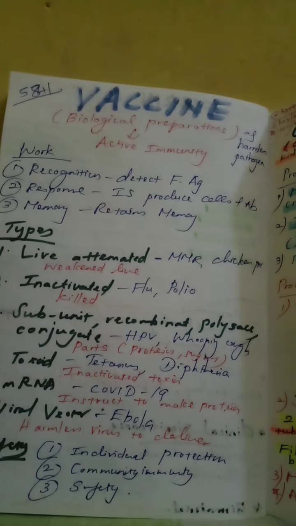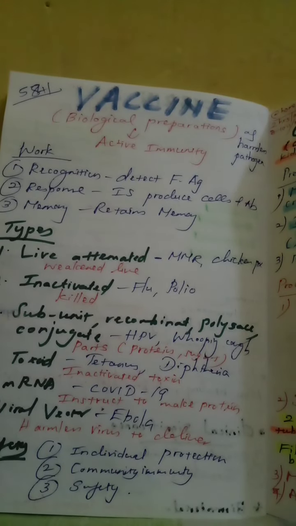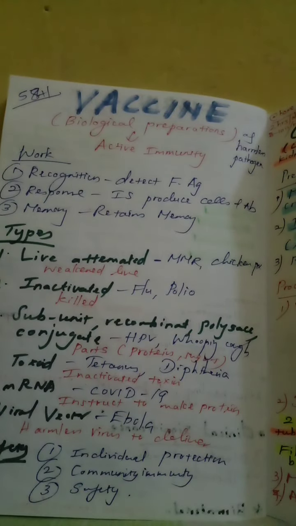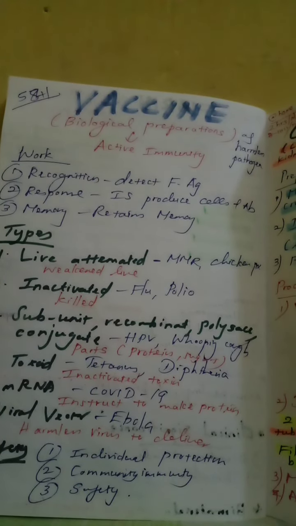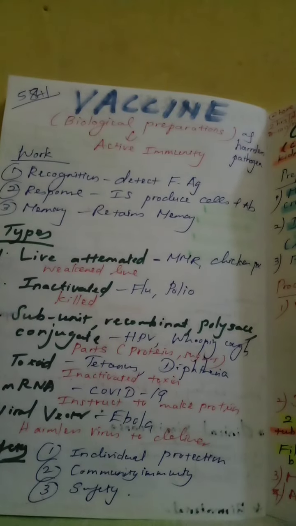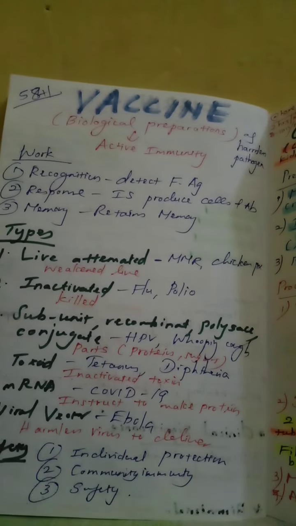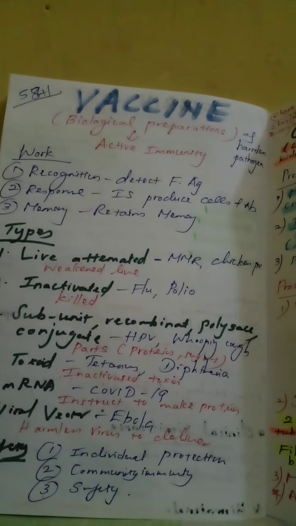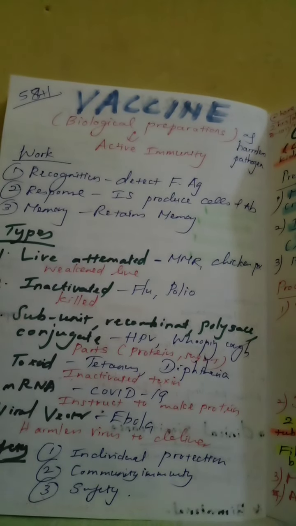And the fifth type is mRNA vaccine, where they use the mRNA, which will translate into proteins as a vaccine preparation. The other method is viral vectors, where the pathogens or the reduced pathogens are introduced into a vector which acts as a carrier, and that is delivered into the person.